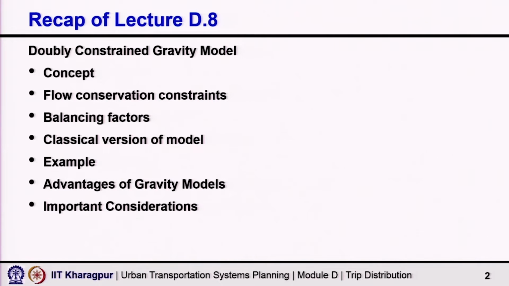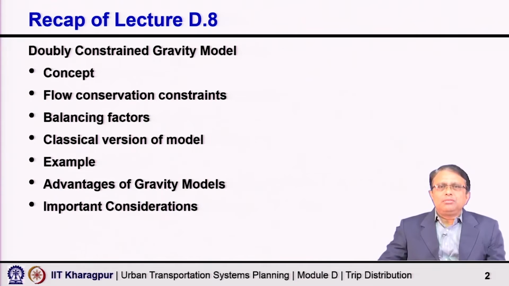In lecture 8, we discussed mainly the doubly constrained gravity model. What is really a doubly constrained gravity model? What are the flow conservation constraints, how do we use the balancing factor, then the classical version of the doubly constrained model, and then we took an example to explain how this model can be applied.